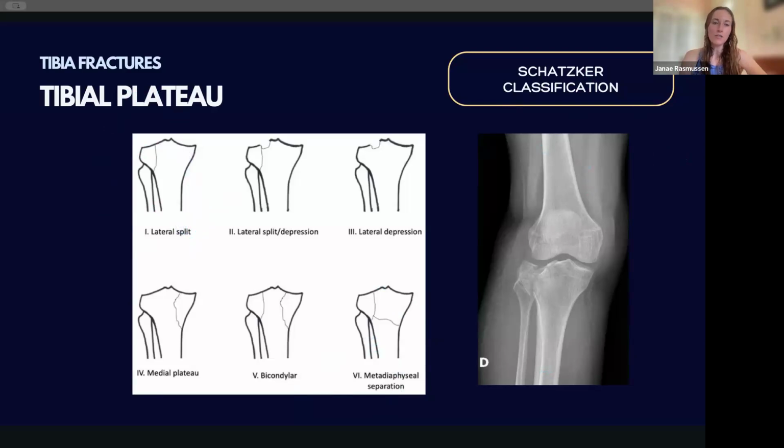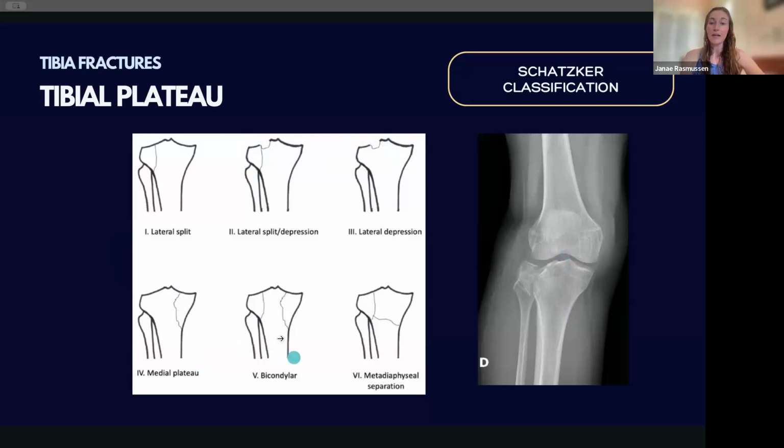And so with the classification, the first one is you get a lateral split. Type 2 is you get a lateral split and depression. Type 3 is you just have this depression of your joint line. Type 4 is now you have a fracture of your medial plateau. And in general, whenever you have a fracture of the medial plateau, those are typically almost always going to get operative intervention. Now, there's obviously going to be nuances depending on your patient, risk factors, et cetera. But in general, most of the time whenever you have the medial side of the plateau affected, that's going to be an indication for some sort of operative intervention.